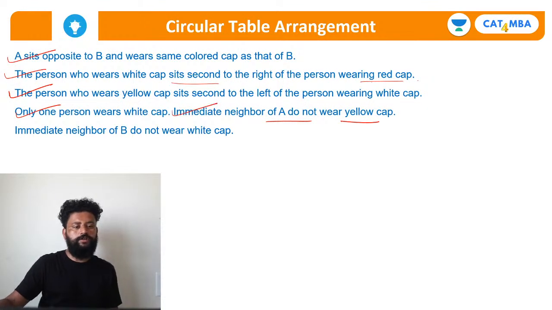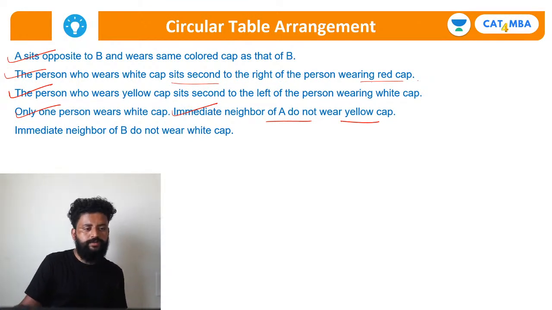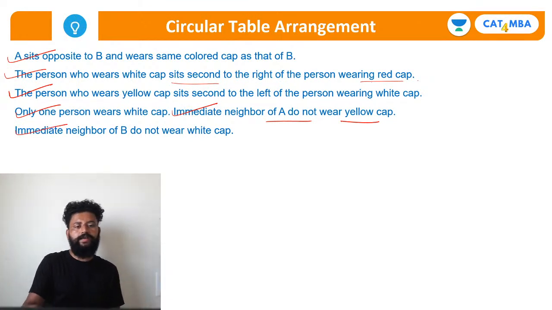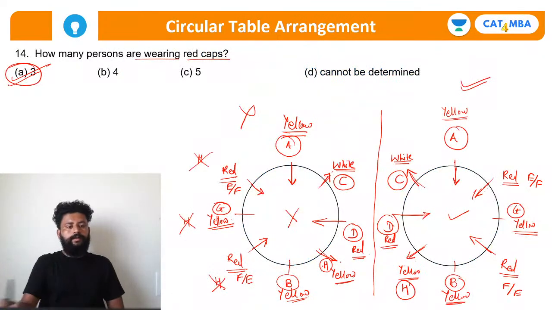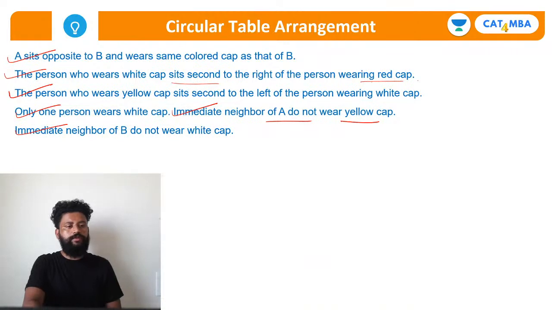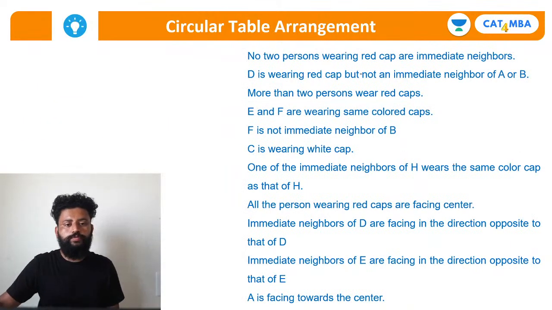Immediate neighbors of A do not wear yellow cap. हमने already देख लिया था. Immediate neighbor of B do not wear white cap. A के नेबर येलो नहीं पहनते, B के नेबर व्हाइट नहीं पहनते. A के नेबर येलो नहीं है एंड B के नेबर व्हाइट नहीं. That's taken care of. So the next thing, no two persons wearing red cap are immediate neighbors.